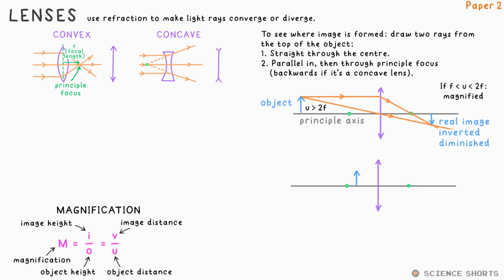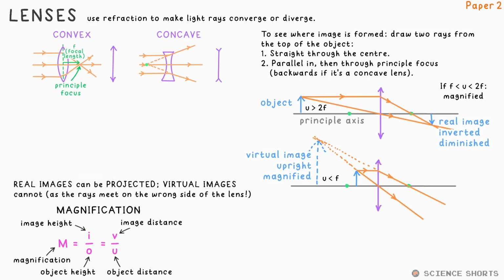Things get a bit trickier when the object is close to the lens. Now the rays don't meet. The image can't be projected. However, if we extrapolate the two rays back behind the lens, they do meet. We can draw the image here, and we can say that it's magnified, it's upright, but it's virtual. That means that it can't be projected. It's no longer a real image like we had before. This would be what a magnifying glass does, for example.